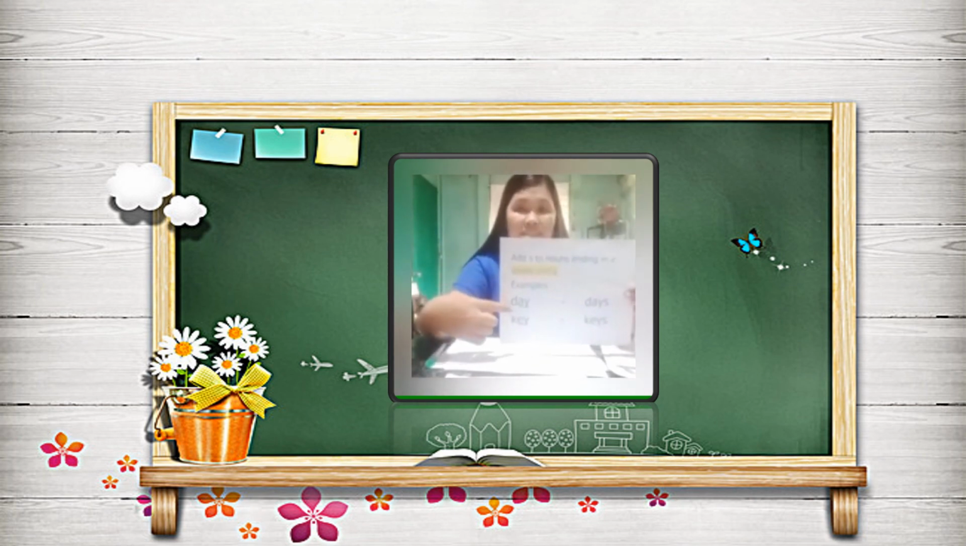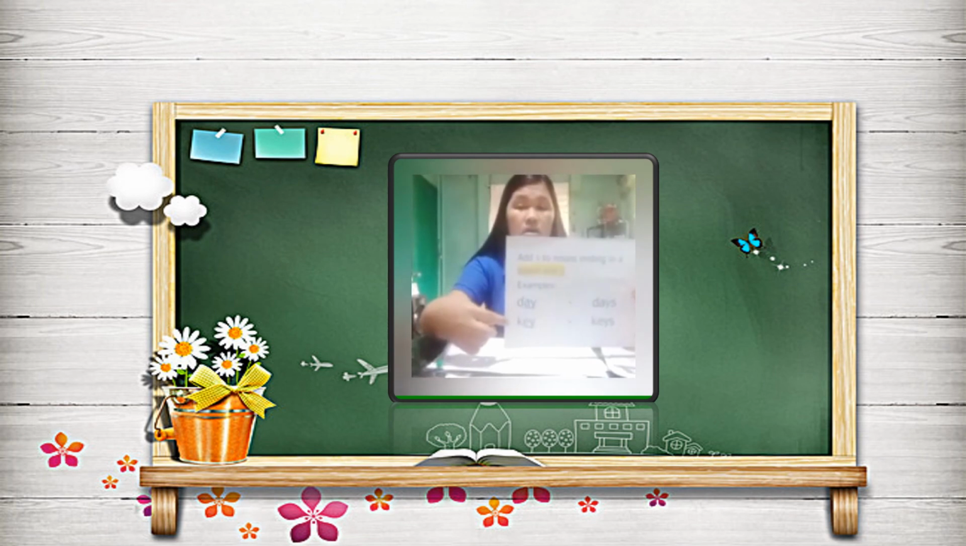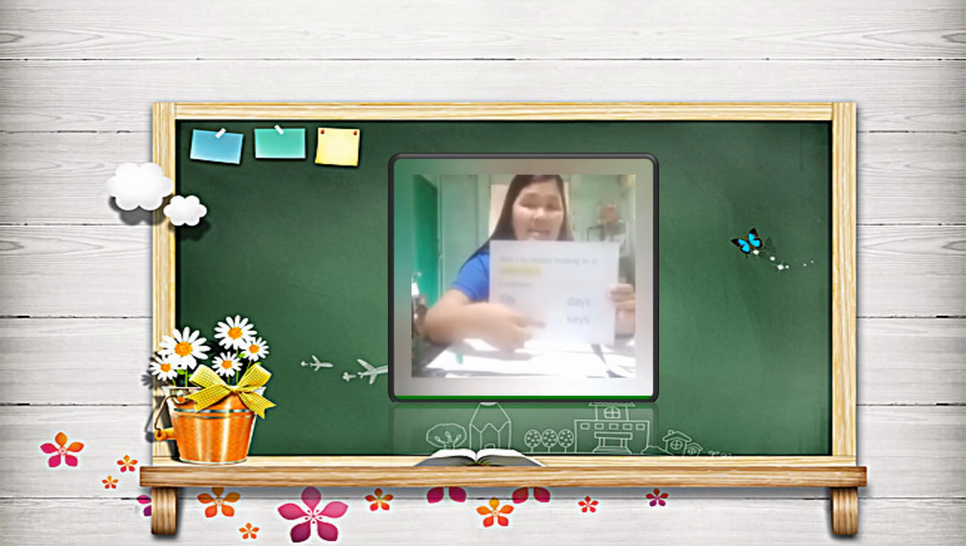Examples, day. Okay. The letter before Y is A, so we add S, it becomes days. Another example, key. The letter before Y is E, which is a vowel, so we add S, it becomes keys.